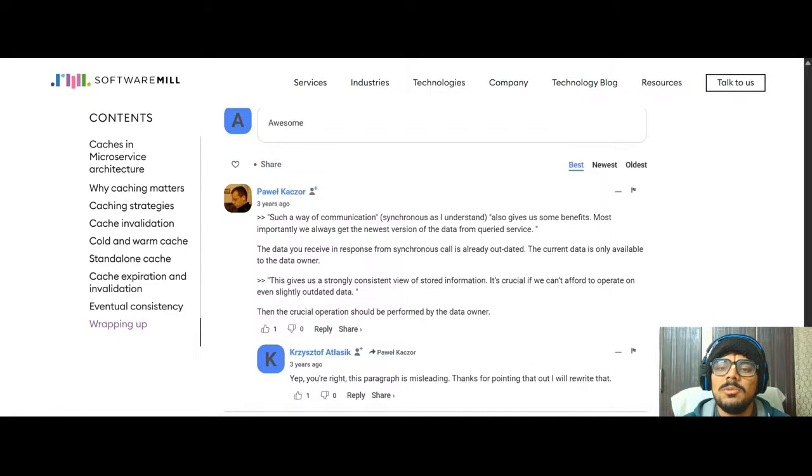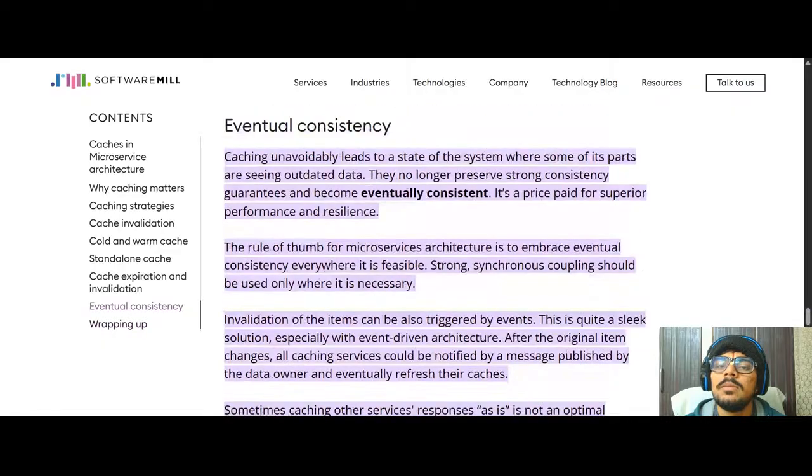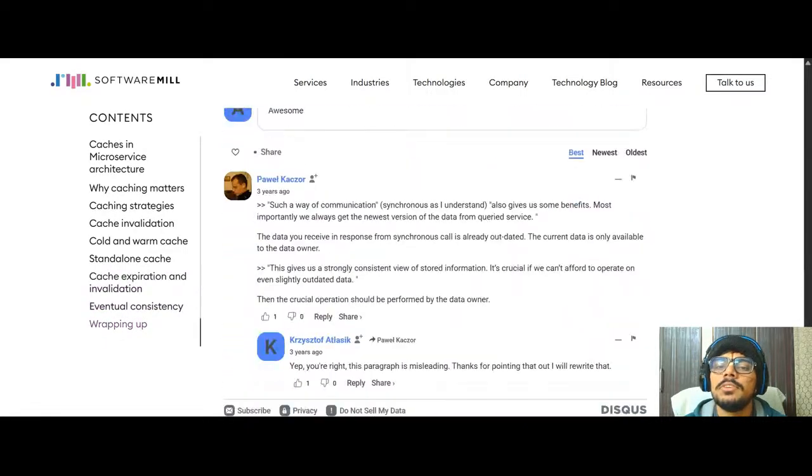Such a way of communication, synchronous as I understand, also gave us some benefits. Most importantly, we always get the newest version of the data from the query services. Yeah, that's also kind of true. The data you receive in response from the synchronous calls is already being. Oh, so they are considering the synchronous data retrieving part.